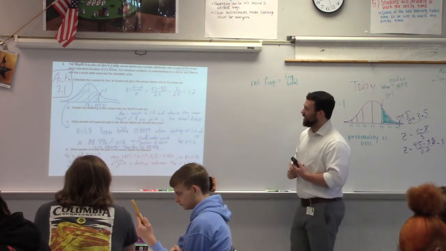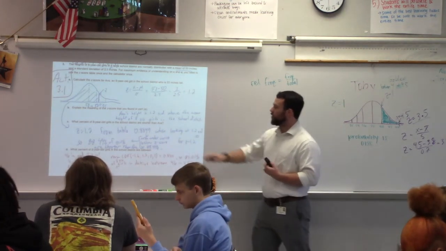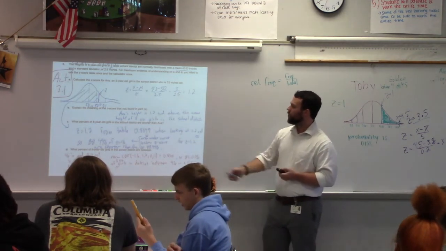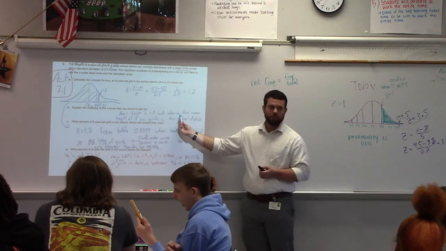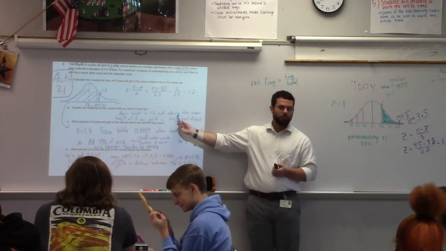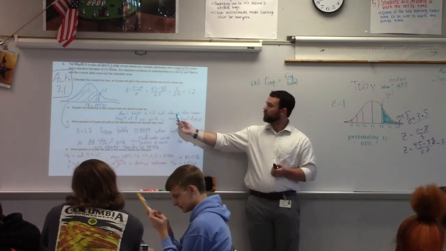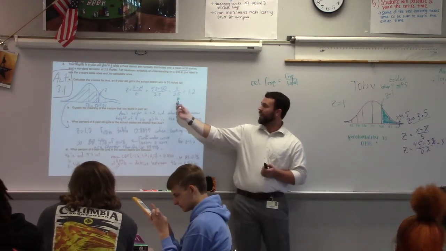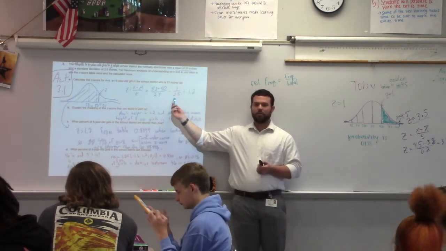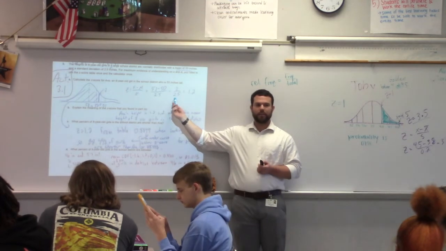Part B, don't forget, what is a z-score? It's the number of standard deviations either above or below. When would it be below the mean? When what's negative? Not the standard deviation, remember, that's my standard deviation. You actually can never have a negative standard deviation. When what is negative?